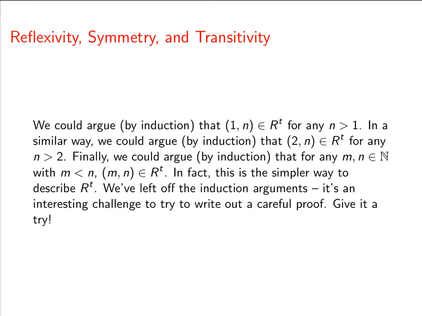So I've left off all the induction arguments. You might give it a try to write out an induction proof of all of these facts. And you see we've gotten to the point where we have a simpler description of what's in the transitive closure rather than drawing an arrow diagram or some other description. We can just say that m is related to n if and only if m is less than n.